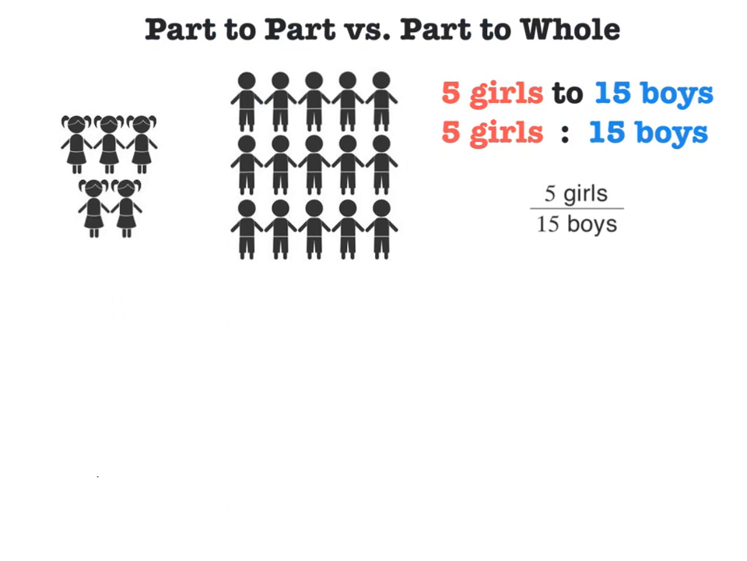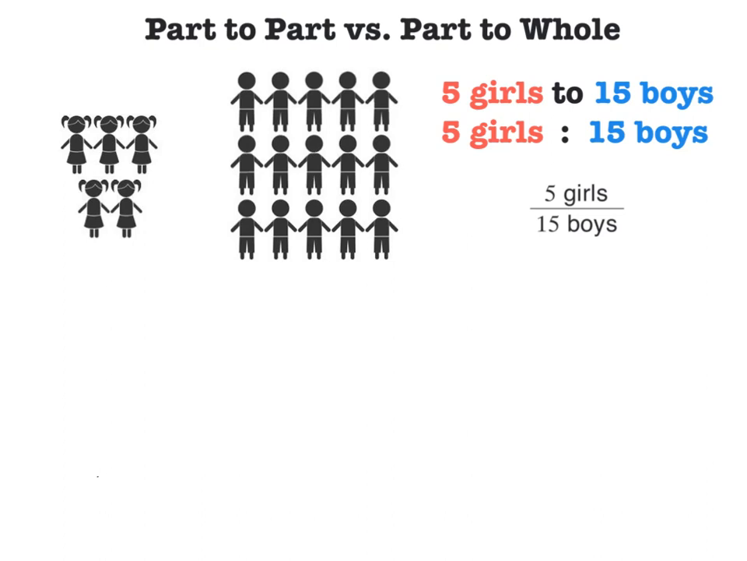Now we are going to look at part to part versus part to whole. In the previous slide where we said 5 girls to 15 boys, that represents a part to part because the girls are part of the class and the boys are part of the class. But together, they are a whole group of students. So let's look if we can write a ratio to represent the whole, a part to whole comparison.